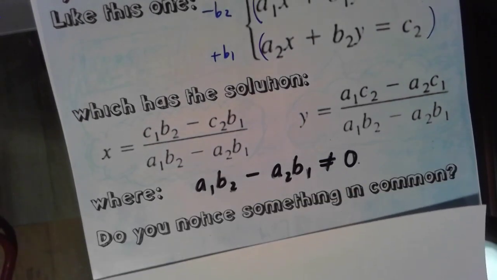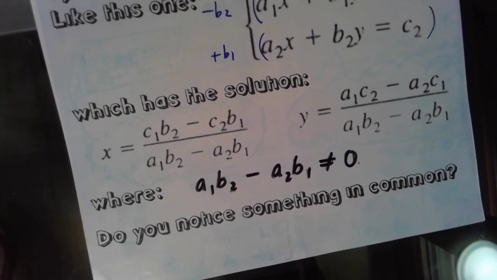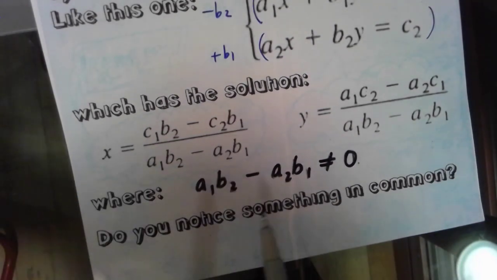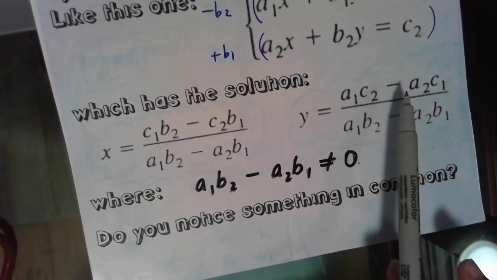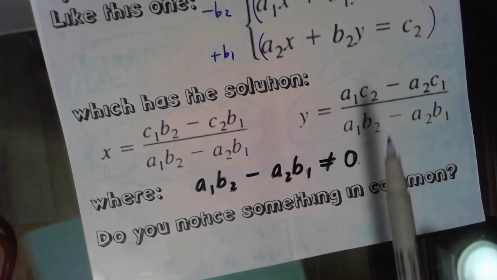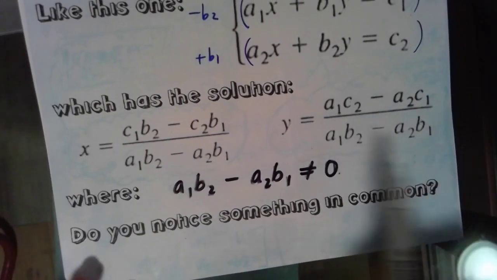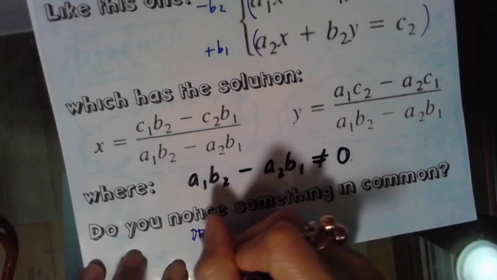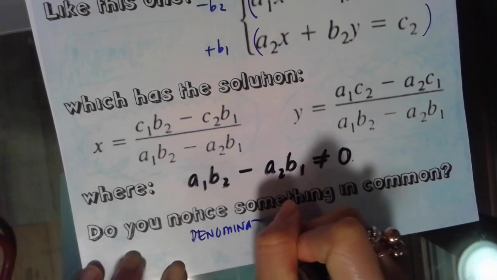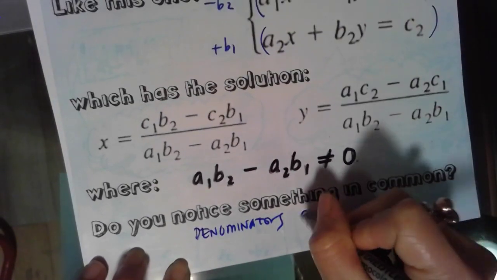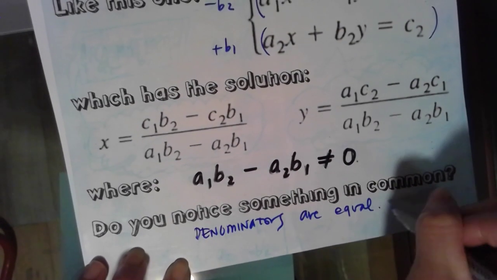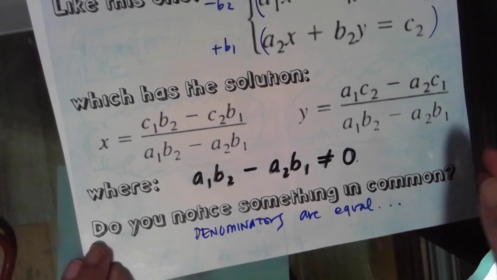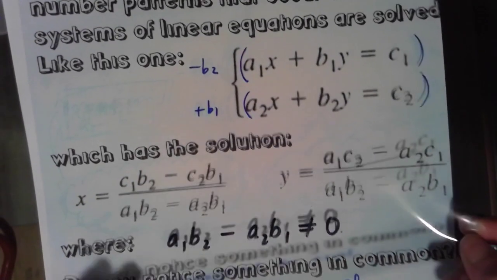Now, do you notice something in common between this and this here? I hope so. What you should have noticed is that the denominators are the same. That's something special that you should have noticed. The denominators are equal. I wonder what that means. So we're going to move on to the next part.